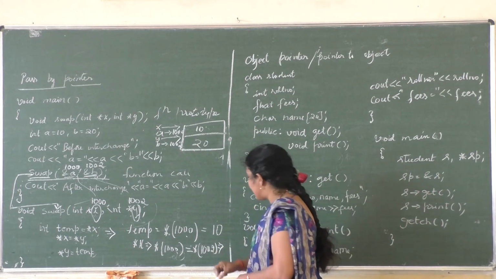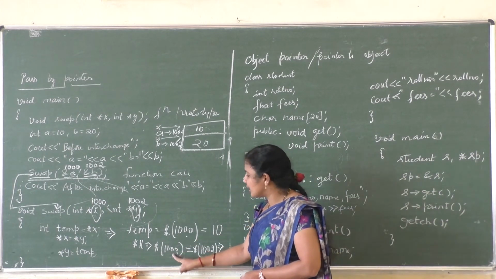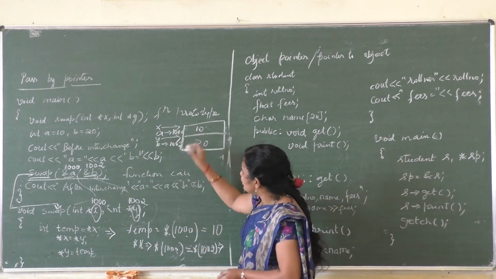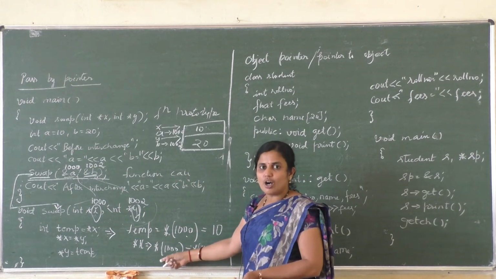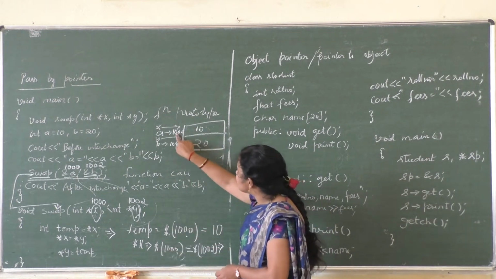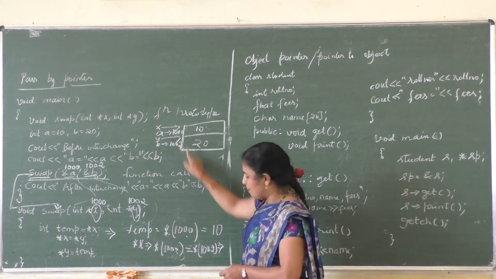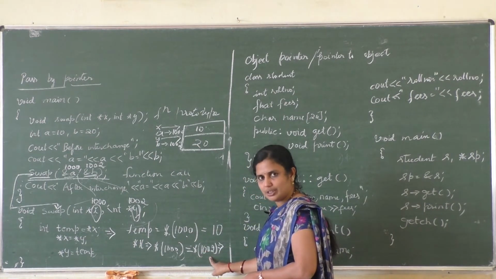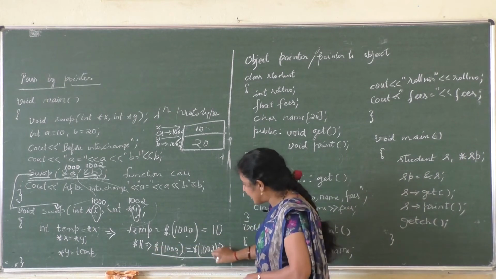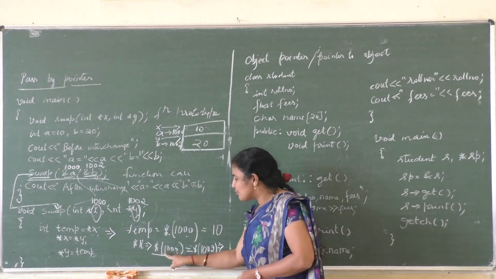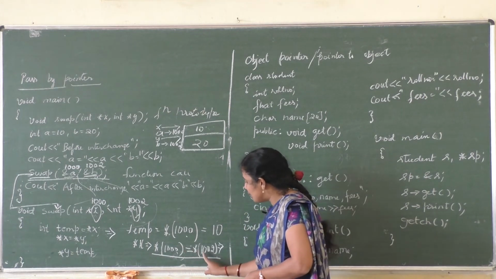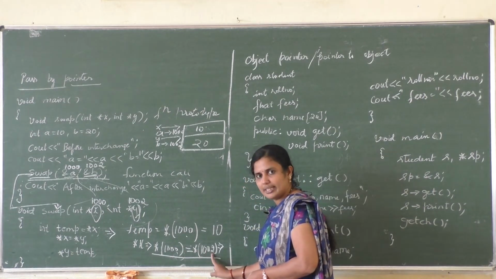So what you can say here? Star of 1000, the value which is stored in 1000. Star means value. Star of 1000, the value stored in 1000, must be equal to star of 1002, the value which is stored in 1002. Here, listen to the meaning of what is written. The value stored in 1000 memory location must be equal to the value stored in 1002 memory location.